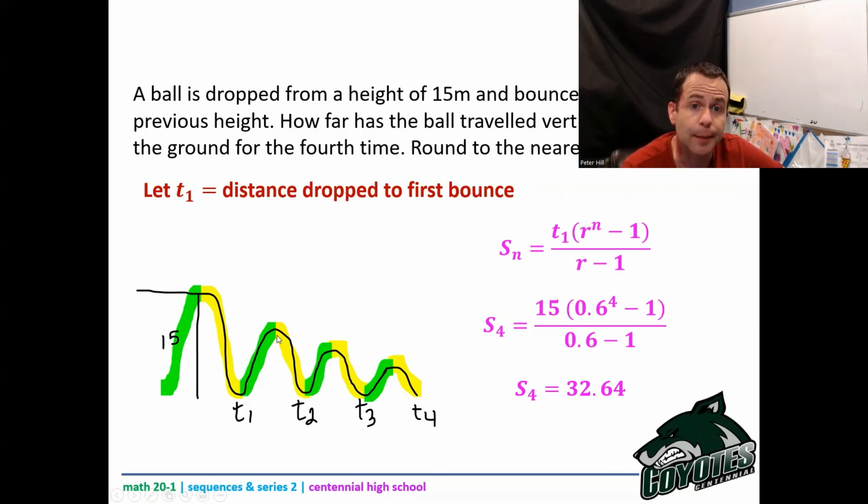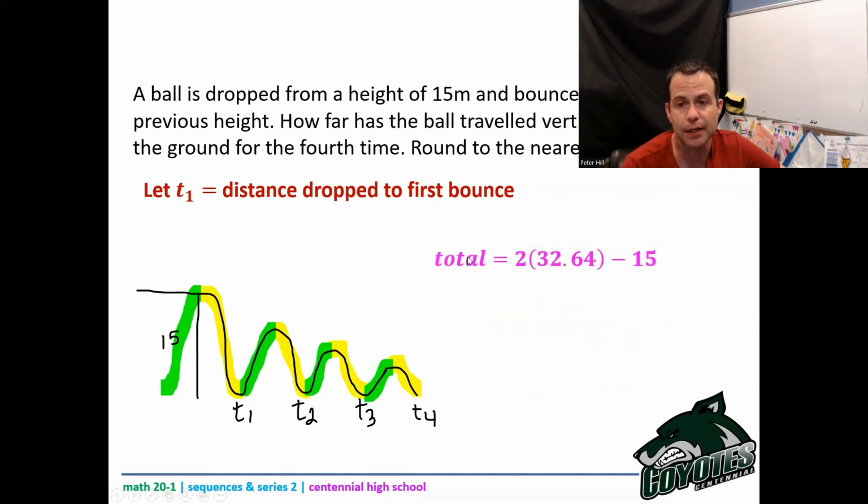So yes, I'm good to double it, but then what I'm going to need to do is subtract that 15 that I don't need. So the total vertical distance will be double what I got, minus 15. That's going to end up being 50.3 meters. All right, that's a gooder.